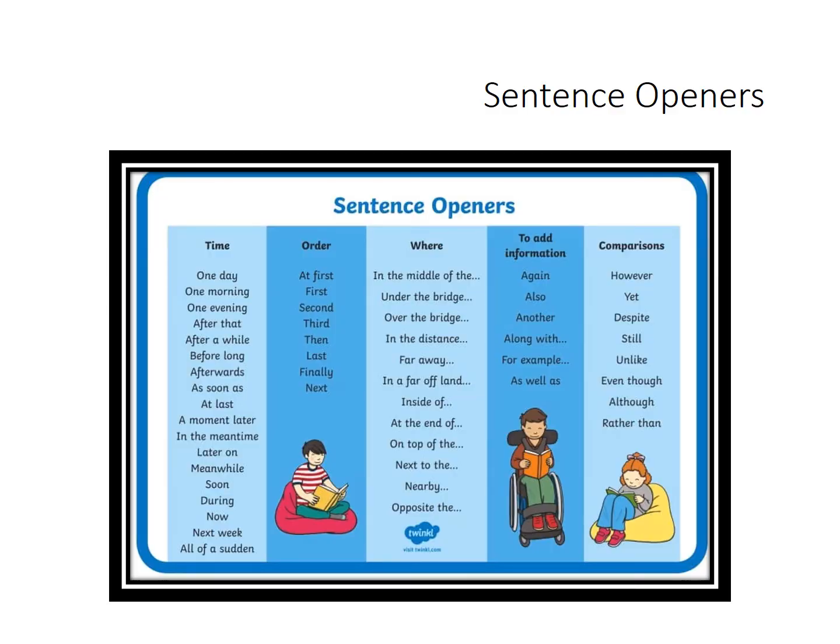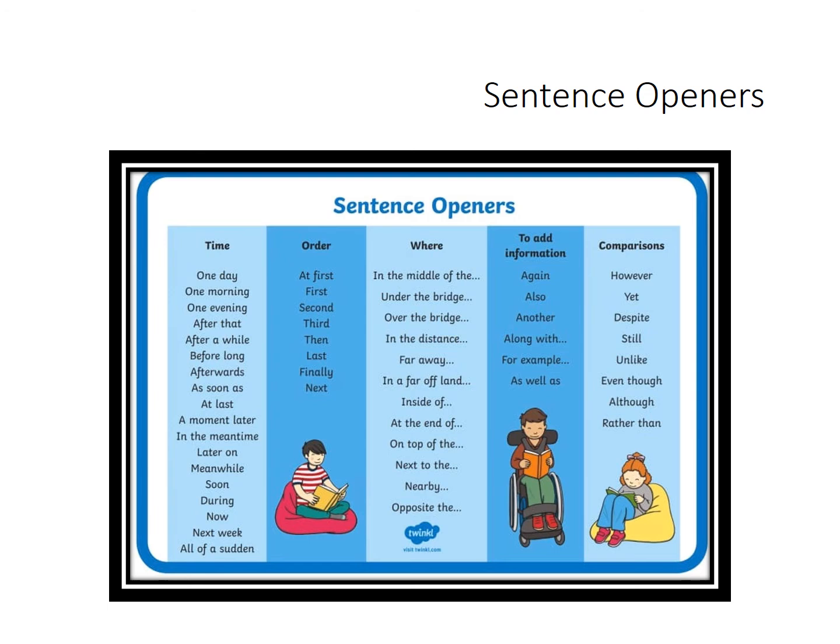Now I have here sentence openers. I have here 5 columns. Try to choose from each column 4 or 5 phrases and words and use them in your writing. Phrases and words for time, for order, for where, the place, to add information, to compare. This will help you to organize your ideas, grade 3.